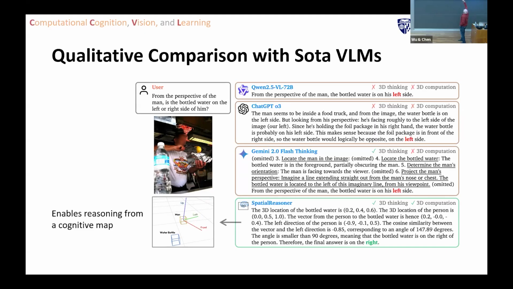ChatGPT sort of gives an explanation, so it's got a bit of chain of thought there, but it gets the vision part wrong. Why? It doesn't know about 3D, is our interpretation.